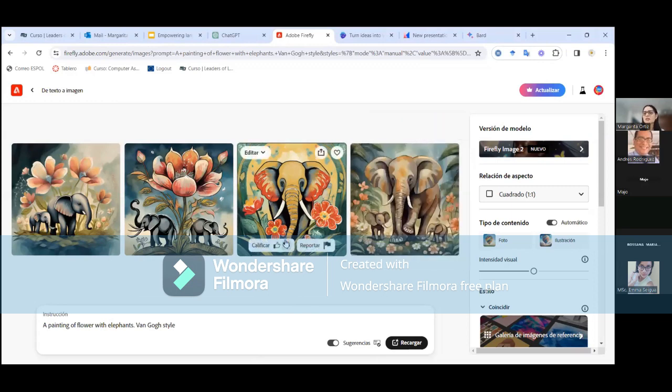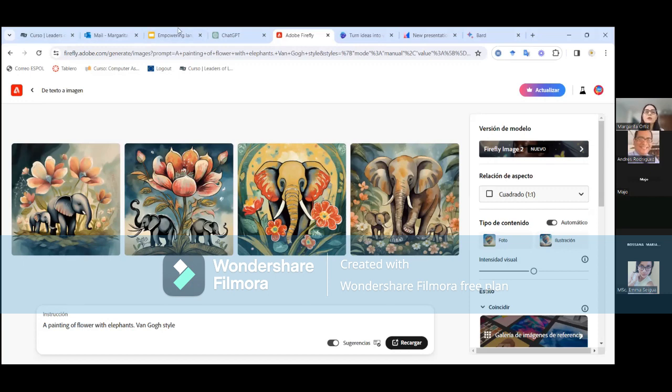Okay, so maybe it was not really Van Gogh style. These things are not perfect, as I mentioned before, especially with pictures, but it's something similar. So, okay, I really like it. So I'm going to use this picture for my classes. So you see, that's how it works when it comes to images, this type of tool.